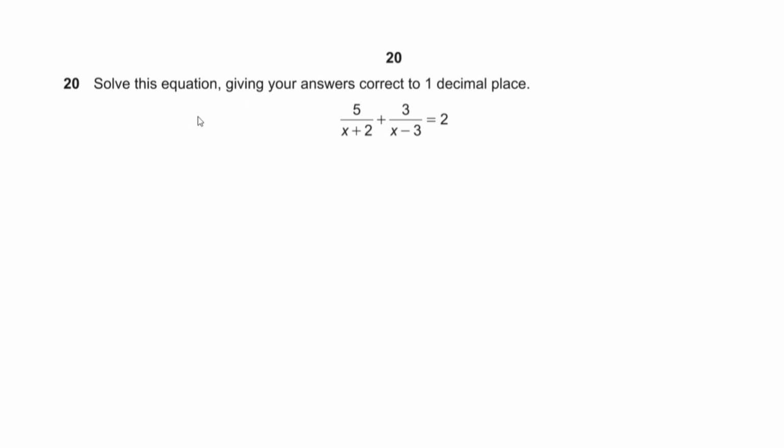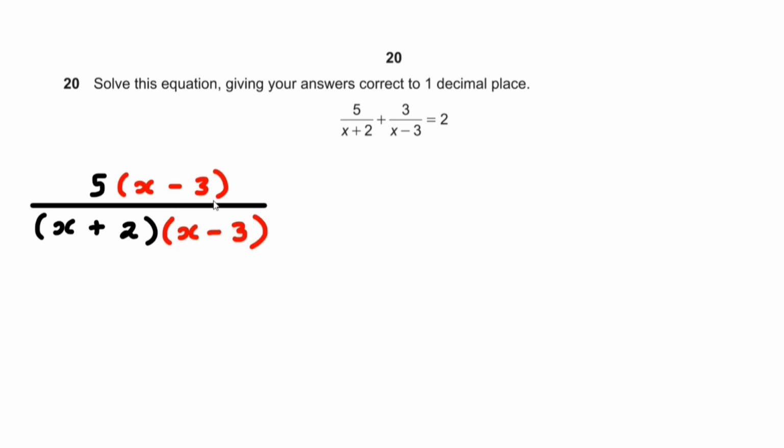Question number 20. Solve this equation giving an answer correct to one decimal place. We have 5 over x plus 2 plus 3 over x subtract 3 equals 2. Now if I have this 5 over x plus 2, I can multiply both the numerator and the denominator by x subtract 3. This is an equivalent fraction to this. And then I add on 3 over x subtract 3.